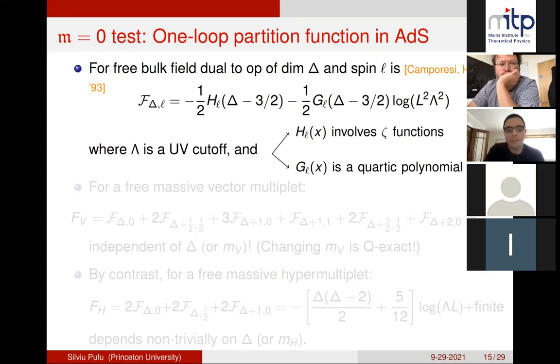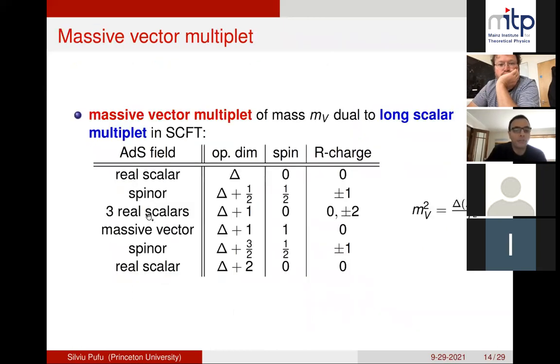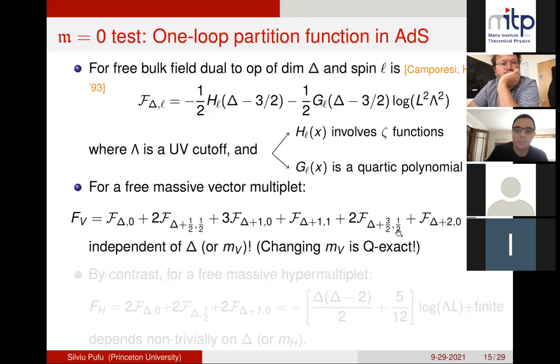So what kind of test am I thinking about? Well, let's just take the last multiplet that I discussed, the free massive vector multiplet. For each operator in here, we know the dimension, we know the spin, we just add all the contributions. Then it's complicated expressions, zeta functions, divergences, but surprise, almost everything cancels, and the answer is 5/24. And the point is that this is independent of delta. It's the same for any delta, or in particular, independent of the mass of the vector multiplet.